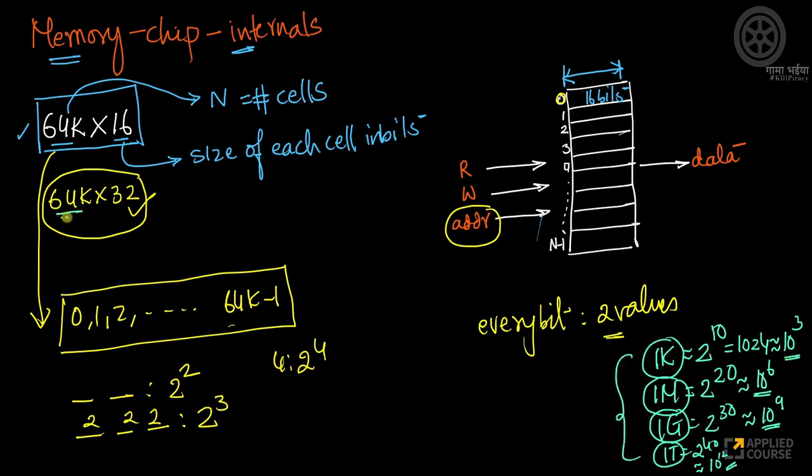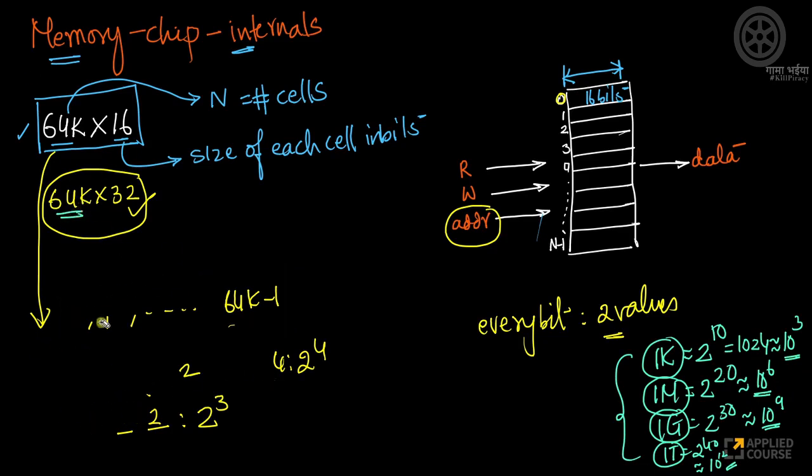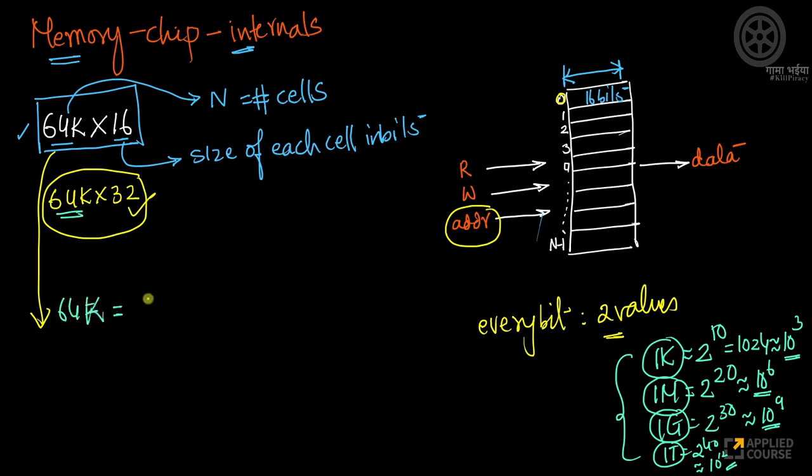Now I have 64K. What does 64K basically mean? So my addresses will range from 0 to 64K minus 1. What is 64K? What is 64? 2 power 6. It's very important for you to know 2 power 1, 2 power 2, 2 power 3, 2 power 4. You'll get used to it with some practice. 2 power 6 is 64, and 1 kilo basically means 2 power 10. So this is 2 power 16 cells.